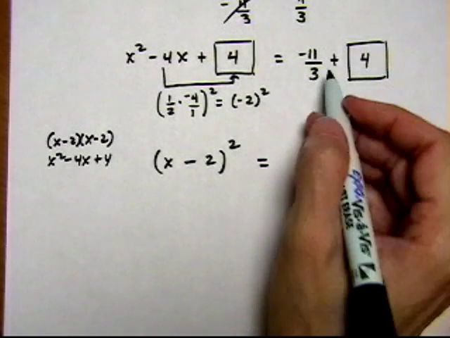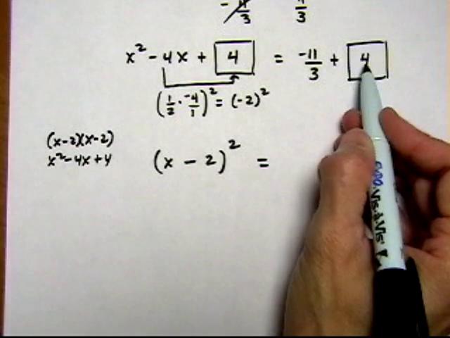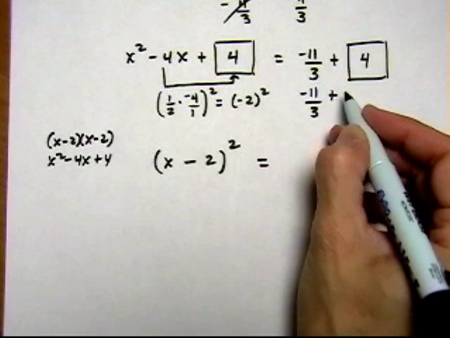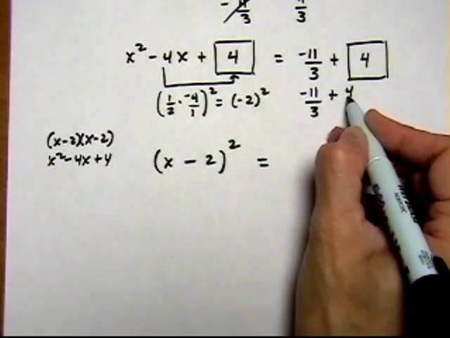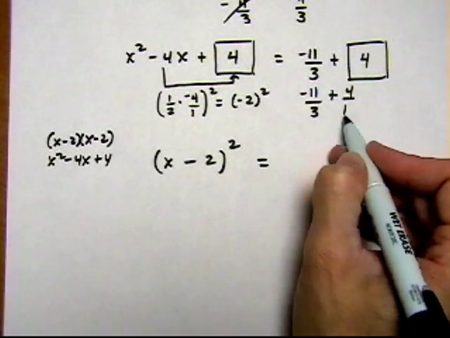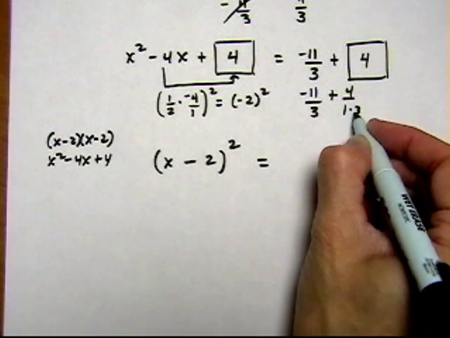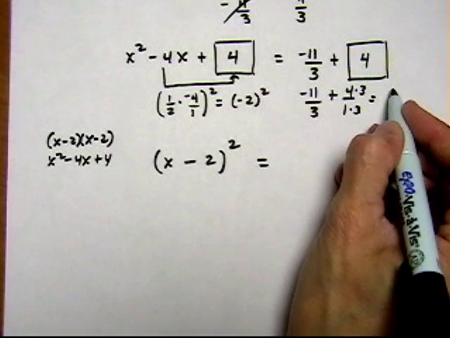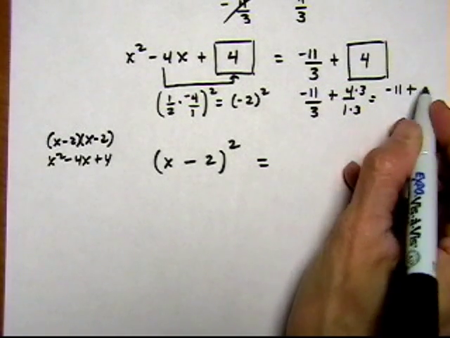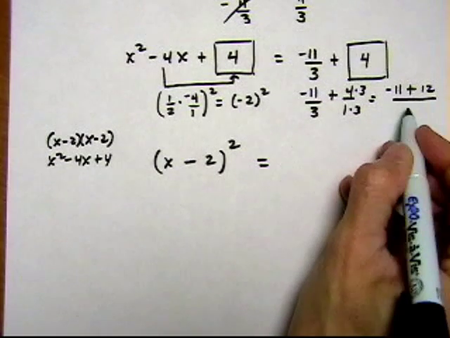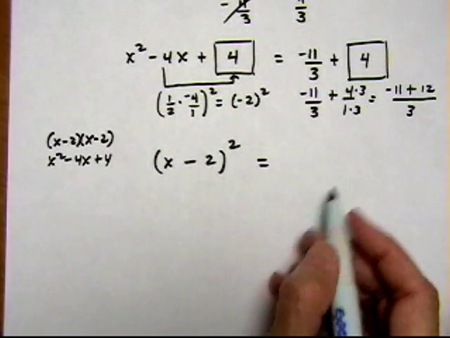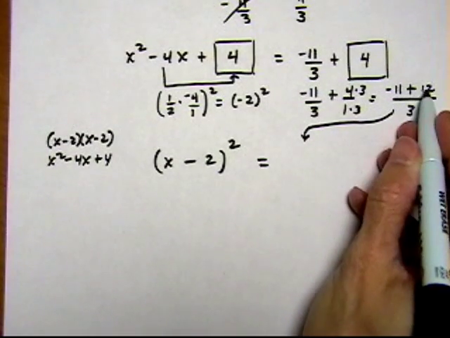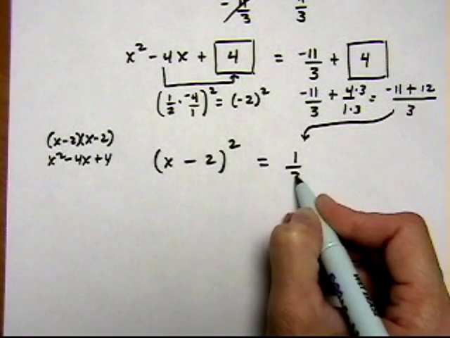And that equals negative 11 thirds plus 4. So let's play around with that a bit and simplify it. If we have negative 11 thirds plus 4, that's the same as plus 4 over 1. We're adding fractions, so we need common denominators, so I'm going to do times 3 top and bottom on the second one there. And that will give us negative 11 plus 12 over the common denominator of 3. And that gives us the right side of the equation. Negative 11 plus 12 is 1 third.